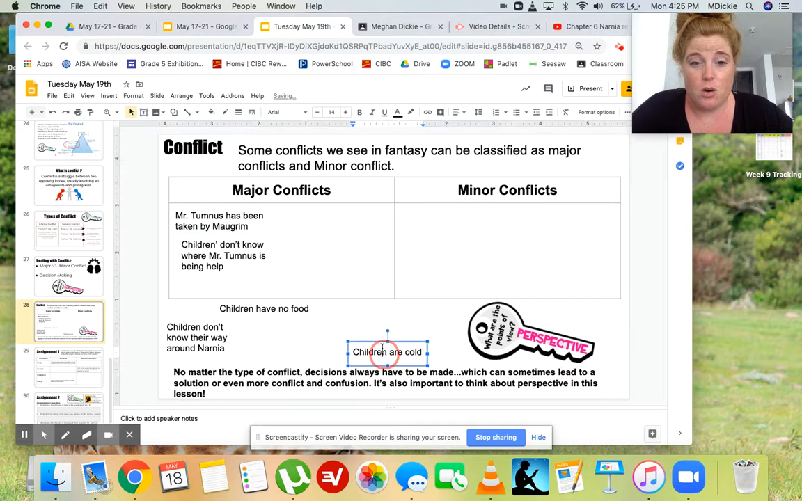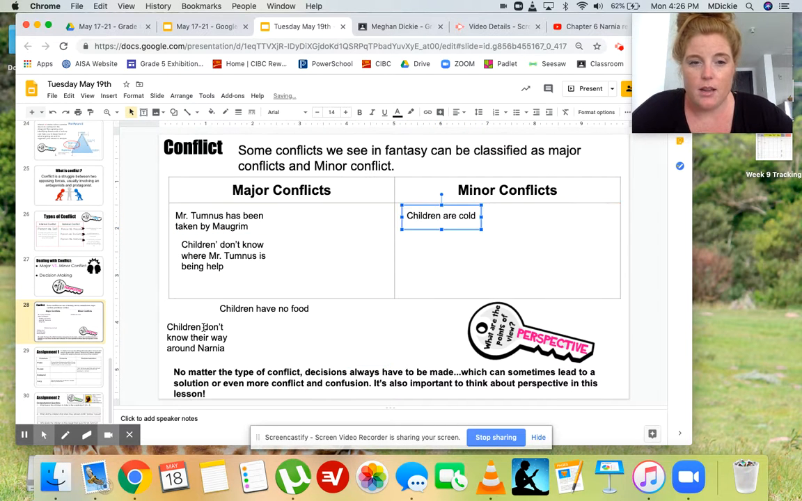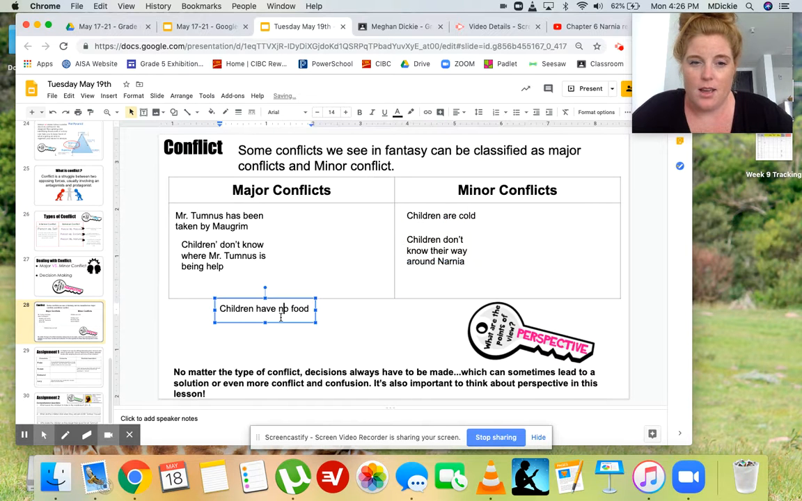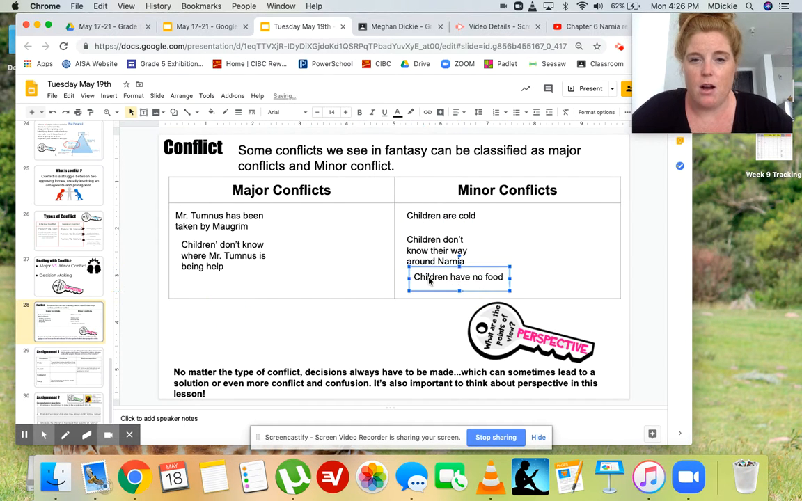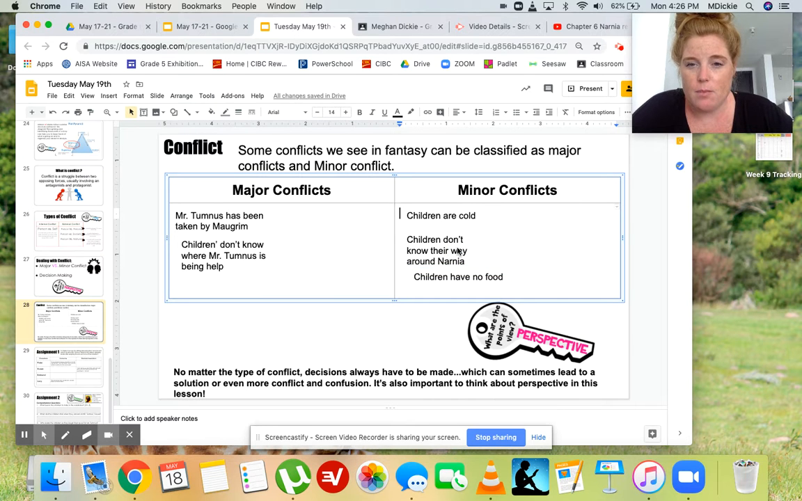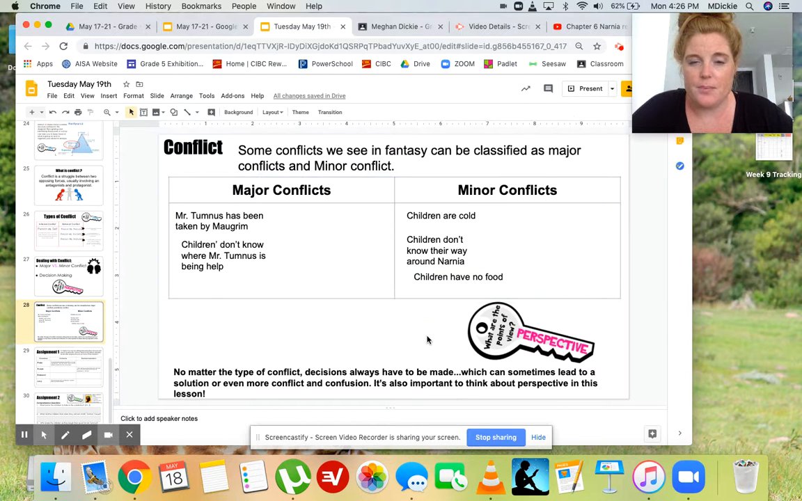The children are cold. It's kind of a minor. I mean, they have jackets. Okay. Children don't know their way around Narnia. Maybe I would put that in a minor conflict because they're kids that can be explored. And children have no food. I'm going to put that in a minor conflict as well. And some of them, you might be kind of hard too to decide. But that's just what I would do for now. So that's my perspective on what I would think a major and a minor conflict would be.